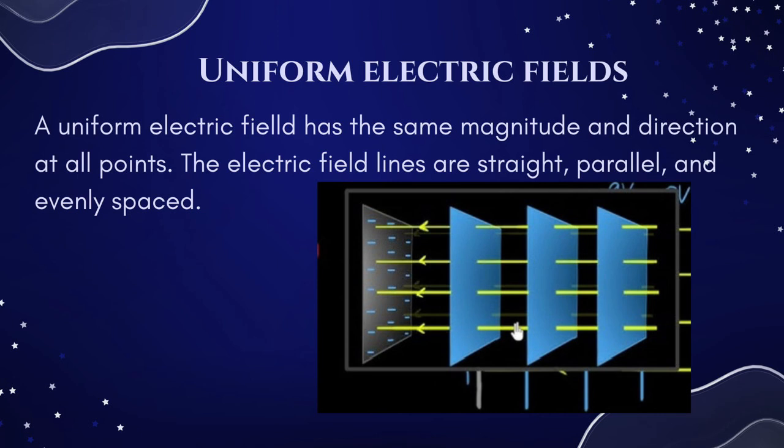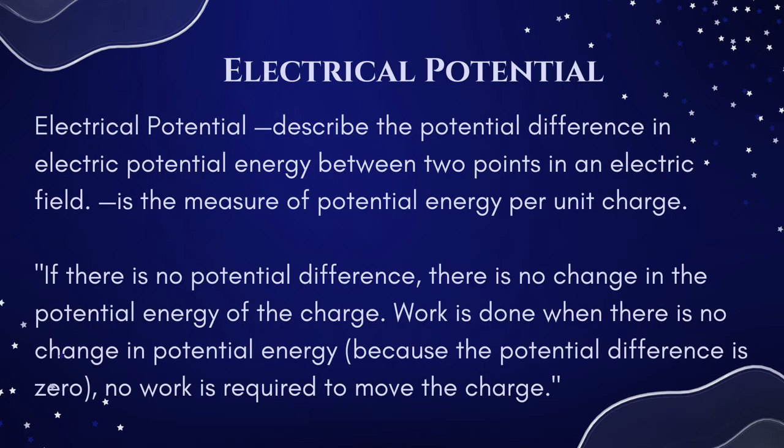So what happens to the equipotential surfaces as the distance from a point charge increases? The equipotential surfaces spread out and become further apart as the distance from a point charge increases. Moving away from the point charge, the electric potential decreases because the influence of the charge weakens with distance. Electric potential describes the difference in electric potential energy between two points in an electric field.